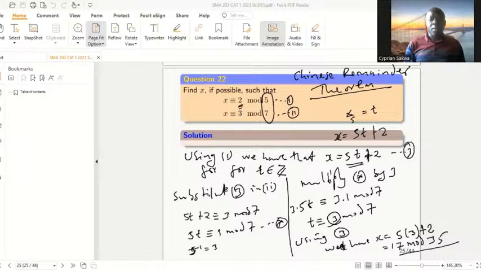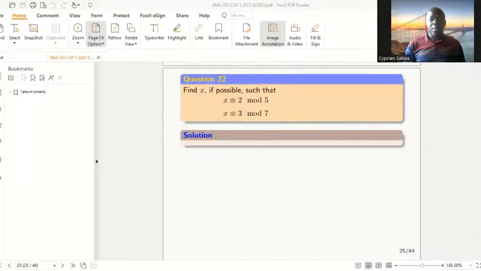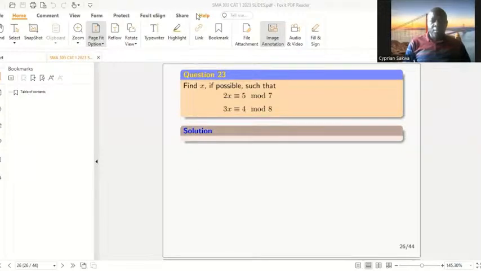I want to take another example to make this clear. This question is slightly different from the one we've had, because the one we had had an x and an x, but this one has 2x and then 3x. That means we must multiply one of the equations, or even both, by the inverse of 2 here, and this one by the inverse of 3, or you can just do one of them. Let me do the first one. Let me call this equation 1 and this one equation 2, and find.